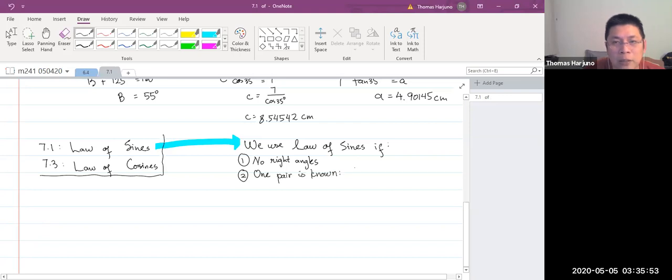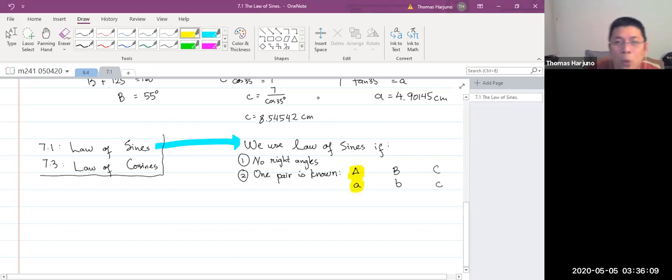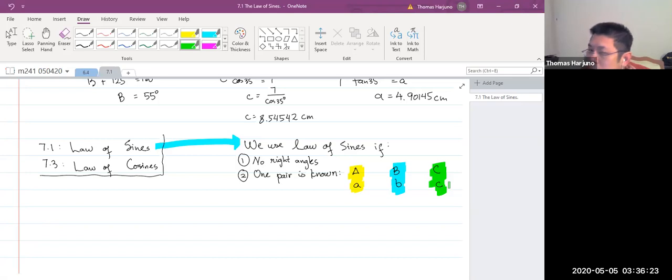Now what I meant is this. Remember I wrote it this way earlier? It's angle A and side A, angle B and side B, angle C and side C. Now you will be able to use law of sines if you know either this pair or this pair or this pair. If you have one pair known, then you can use law of sines.